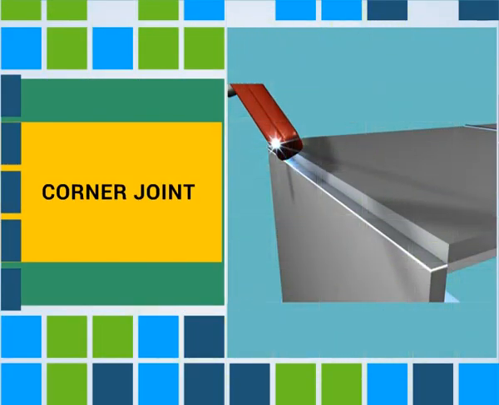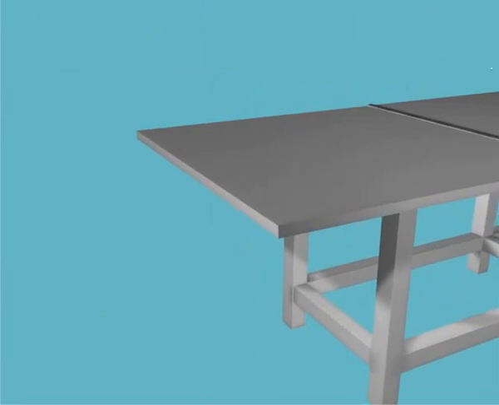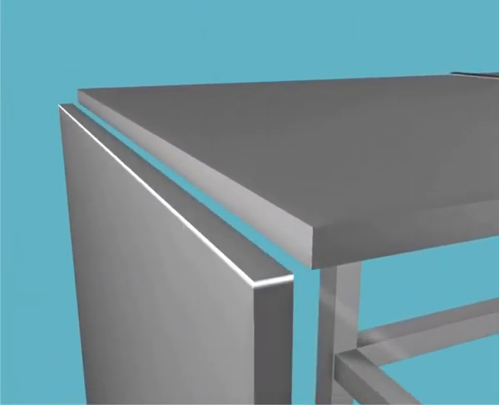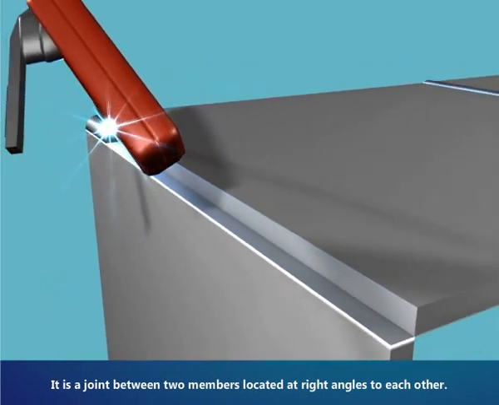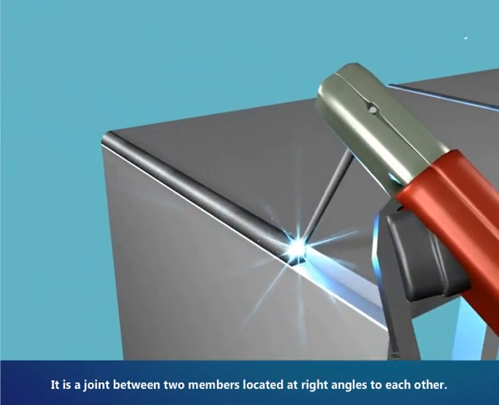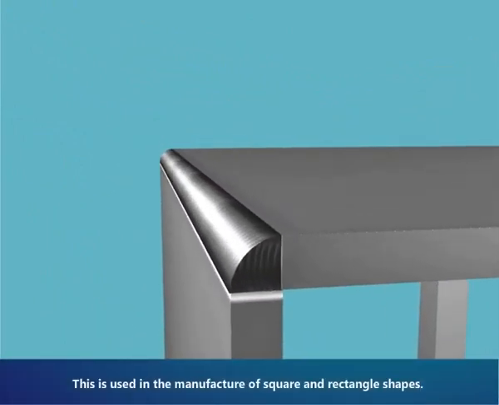Corner joint. This video explains about corner joint. Let us see the 3D demonstration of corner joint. It is a joint between two members located at right angles to each other. This is used in the manufacture of square and rectangle shapes.